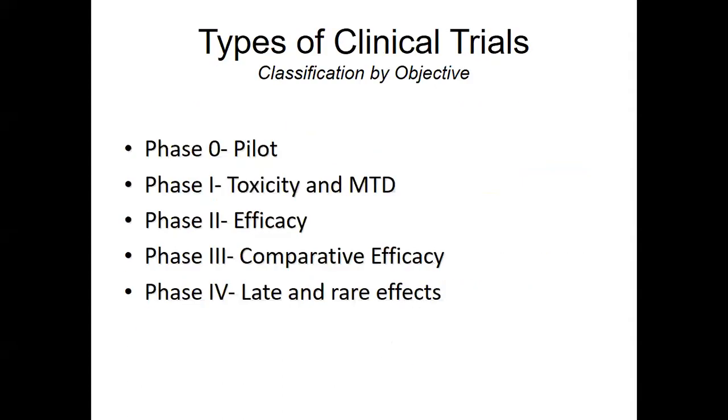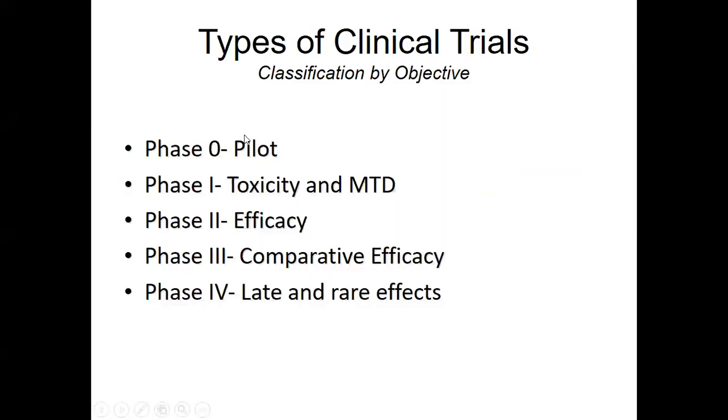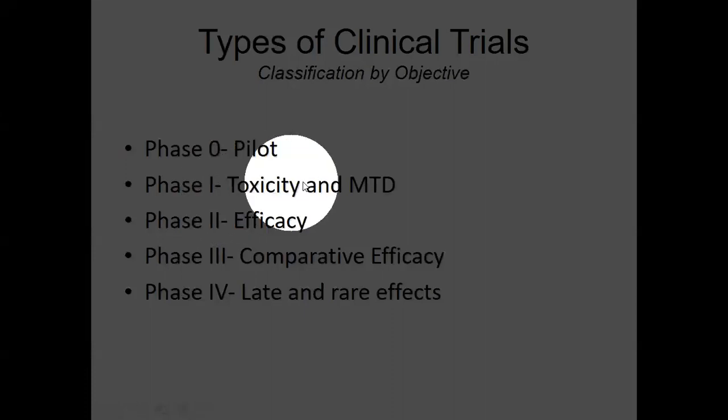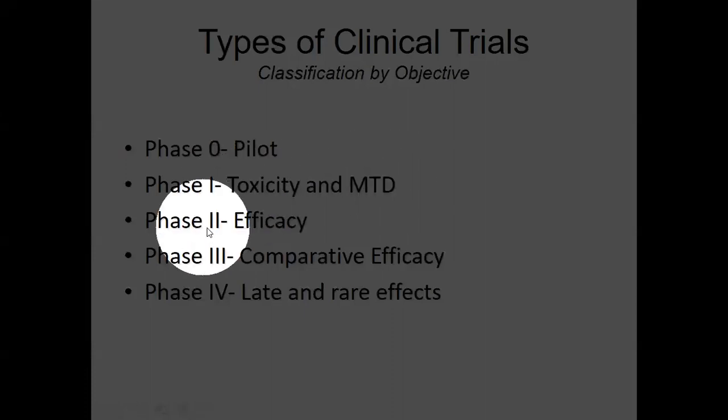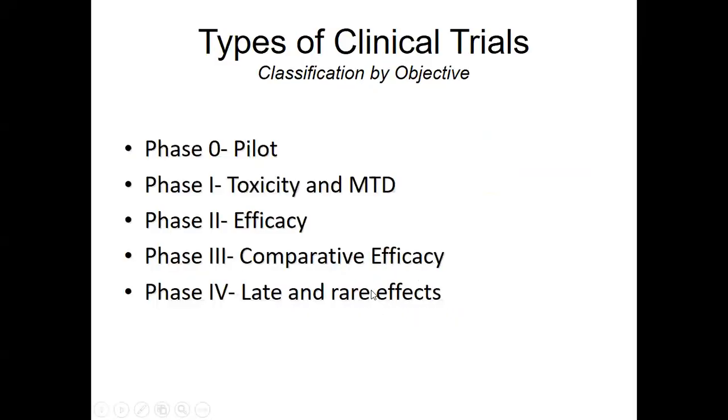Let me just jump in. Your pilot study, phase 0, is where you give a very small amount of drug to the patient, not for toxicity, but just to look at kinetics and any biologic markers. Phase 1 is toxicity, maximum tolerated dose. Phase 2 is efficacy. Phase 3 is comparative efficacy. And phase 4 is looking at late-term effects.